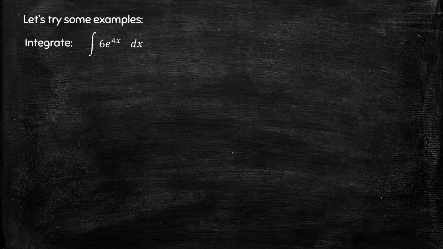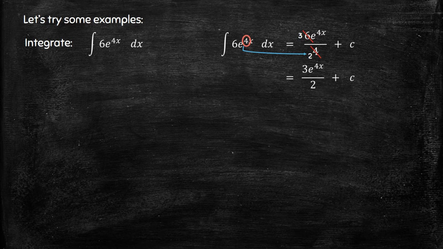So first of all, we're looking at 6e to the 4x. The 4x just stays the same, and because of the 4 in front of the x, we just end up dividing by 4. That's our a. So the 4 comes down the bottom. The 6 and the 4 cancel out. They can both divide by 2. So 6 divided by 2 is 3, and 4 divided by 2 is 2. So we end up with 3e to the 4x over 2 plus c.